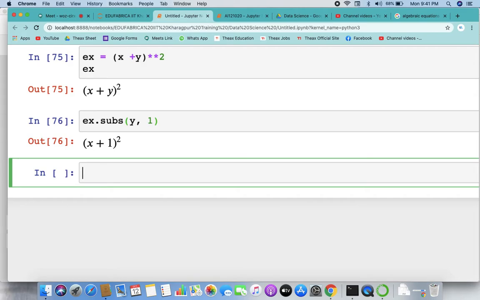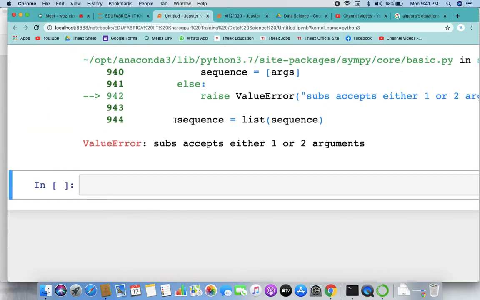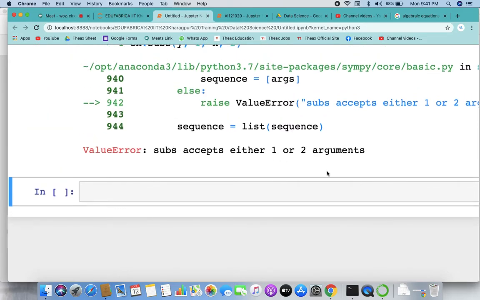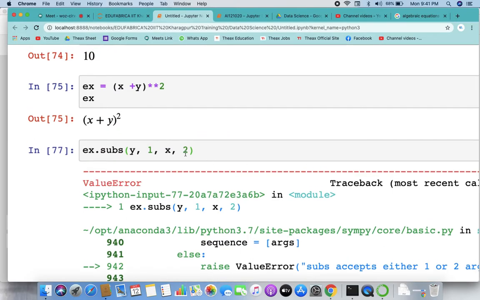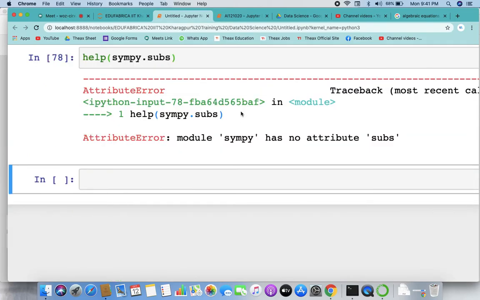Alright. So how do we substitute if there are two variables in the equation? Just like the previous one. Two variables. Substitute accepts either one or two arguments. Let me write help of sympy dot subs, you'll get the documentation of this. What is this?